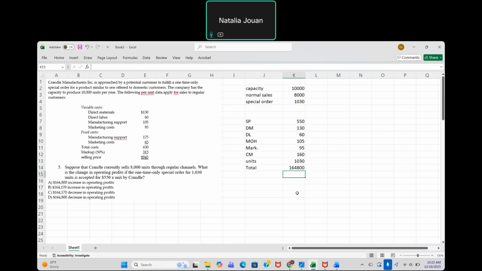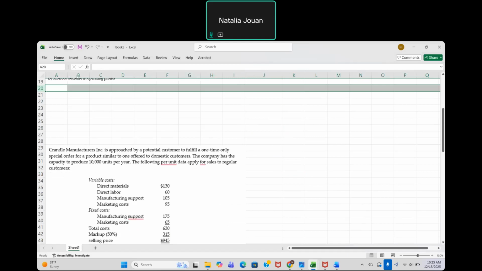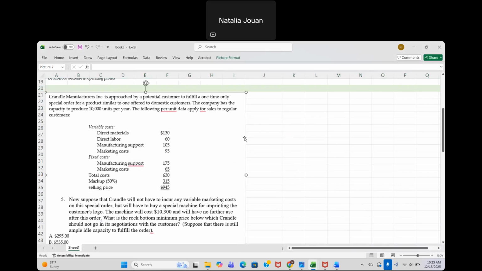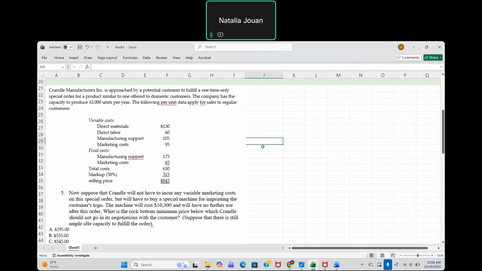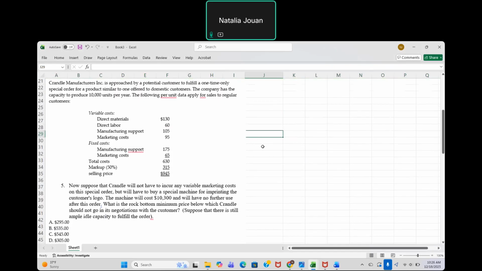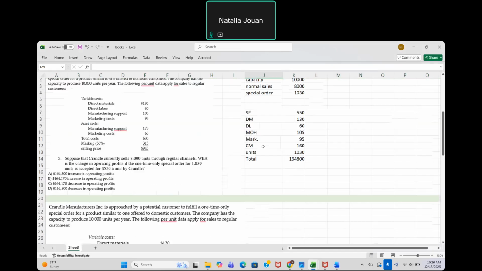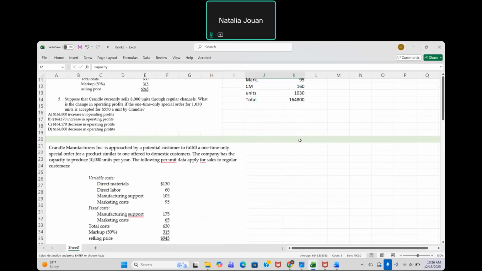All right. Now, just draw a line here. Case number 2. Let's increase the level of difficulty. Still the same problem. We still have 2,000 units available. Let's just copy. The special order is also for 1,030, so the same terms.